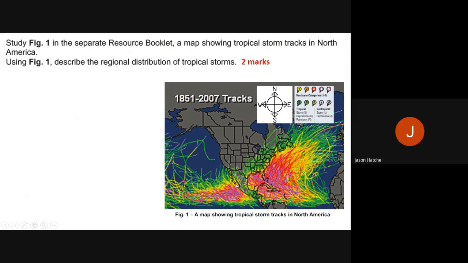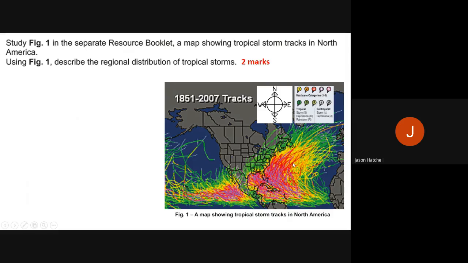So you're given this map. All of these colored lines have a key up here. So the yellow ones are category 1 hurricanes, and they're really weak. The purplish and pinkish ones are category 4 and 5, so they're much stronger. And then we've also got some green lines, and they're tropical storms.